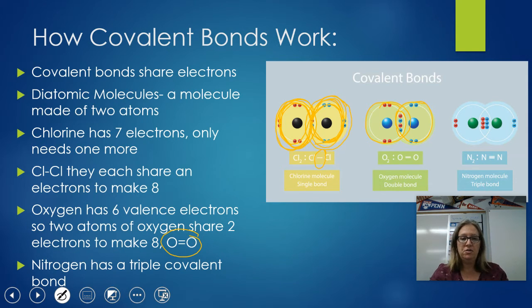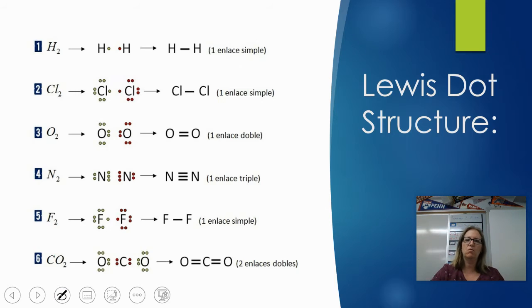And then nitrogen has a triple covalent bond. Nitrogen has 5 valence electrons, so it needs 3 more. And so they're going to share 3 on each side. Since there's 3 pairs of electrons being shared in the middle there, that is indicated with 3 lines in between. Okay, and we can see that more over here.